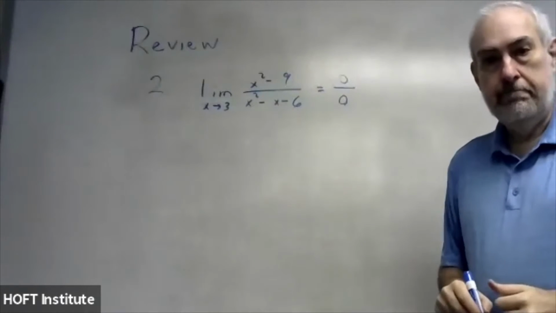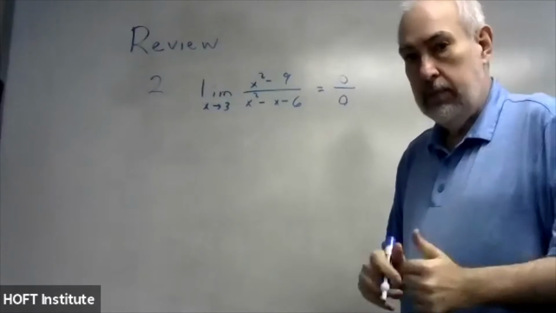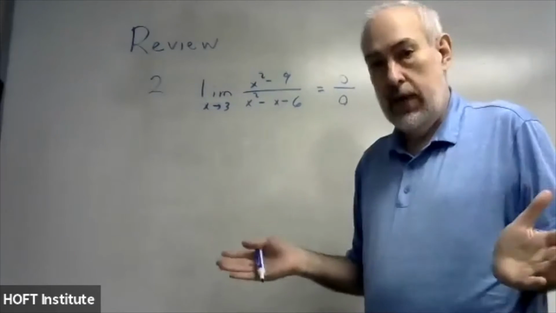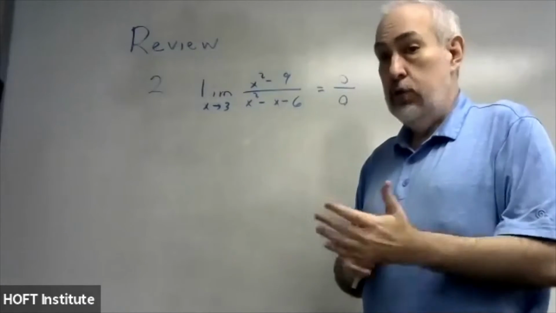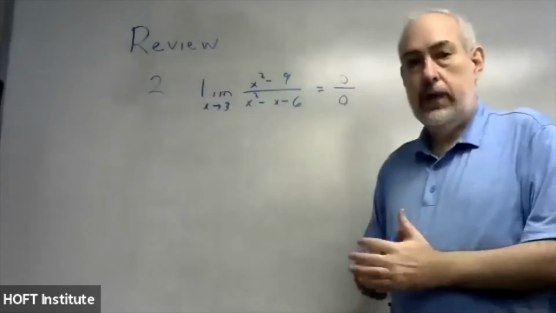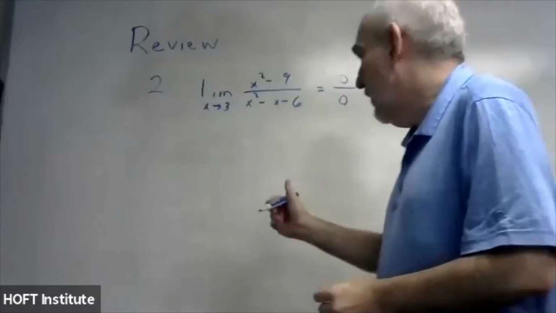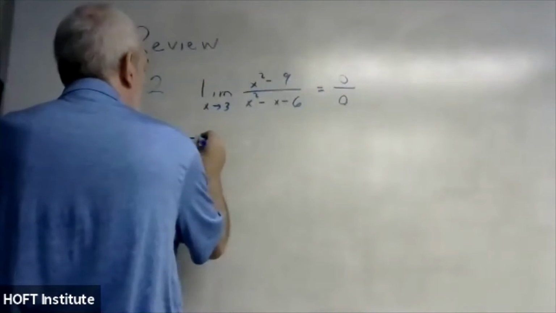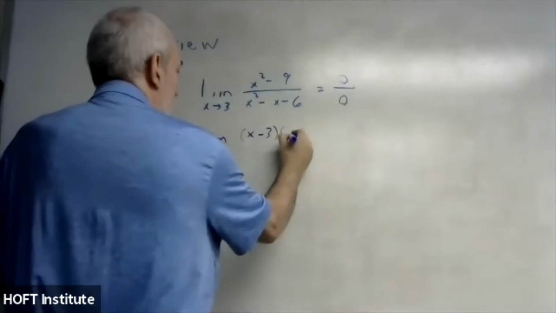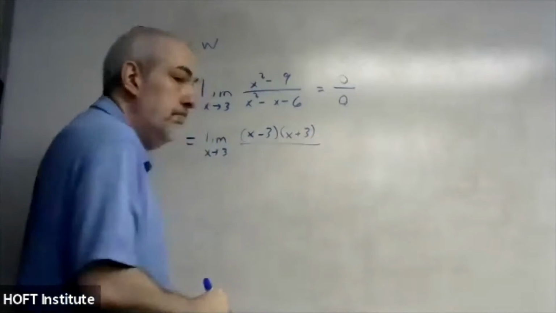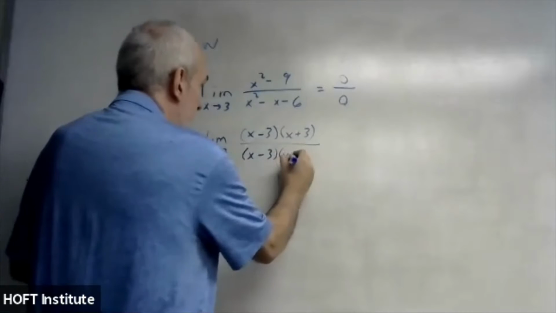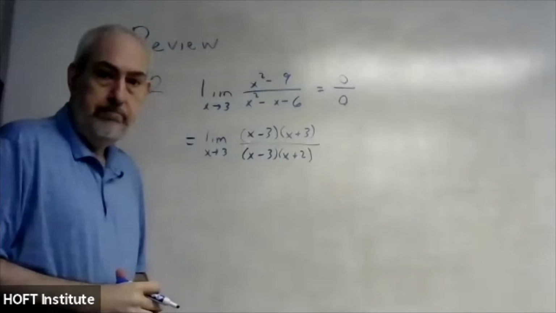And remember, when you have limit problems and your limit is going towards 0 over 0, that's an indeterminate case. It means you don't know what the answer is yet. The limit could still exist, or the limit might not exist, and you need to do some sort of simplification to find out. So factoring is what we do for this sort of problem. The top can factor into x minus 3 times x plus 3. And the bottom can factor into x minus 3 times x plus 2.